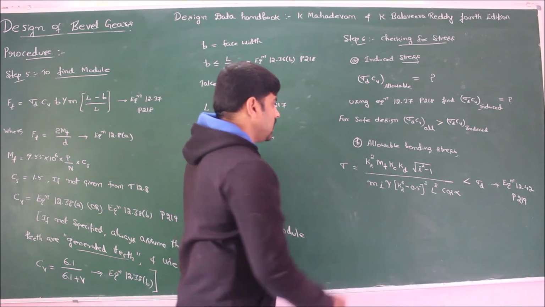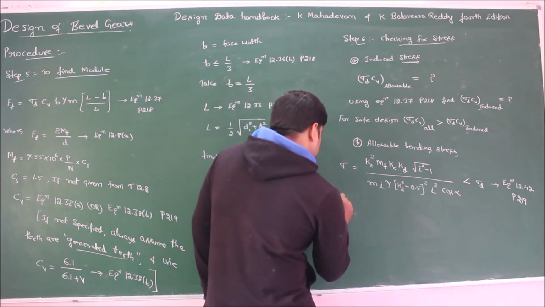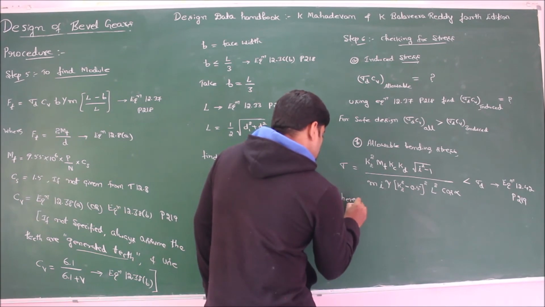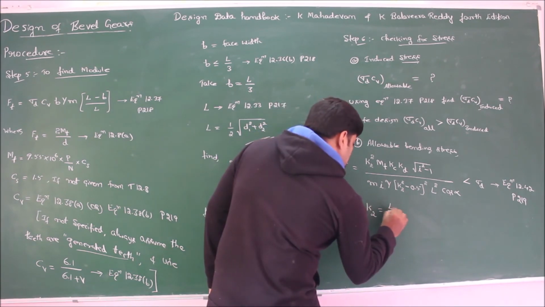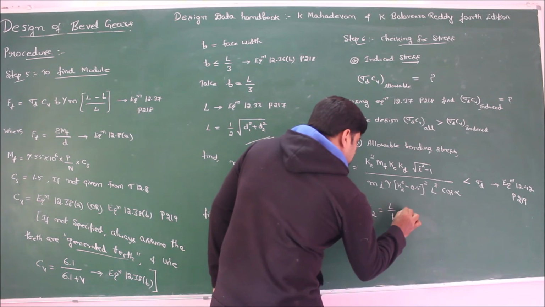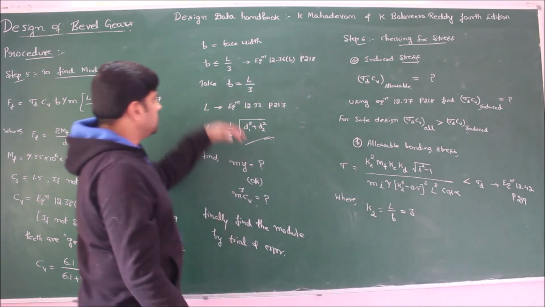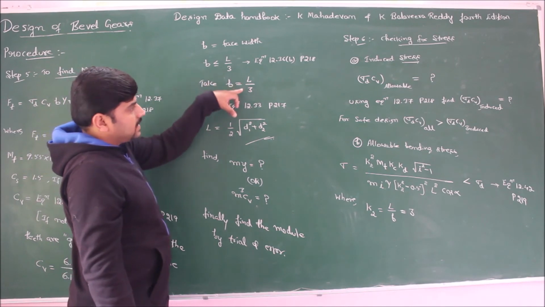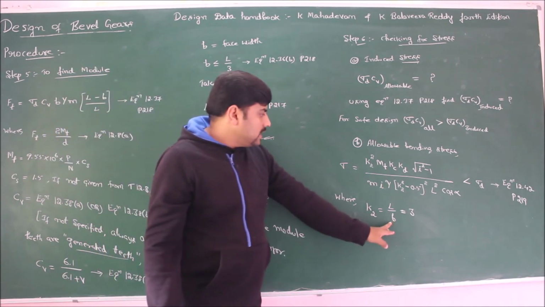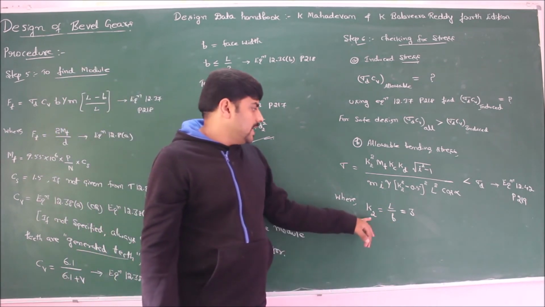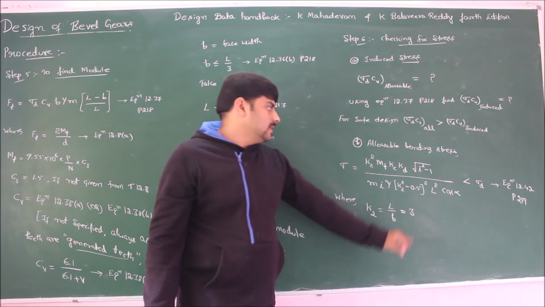Whereas this k2 is given by L by B, which is nothing but always 3. This is because of the reason B is L by 3, so therefore L and L will get cancelled. K2 will always be equal to 3.